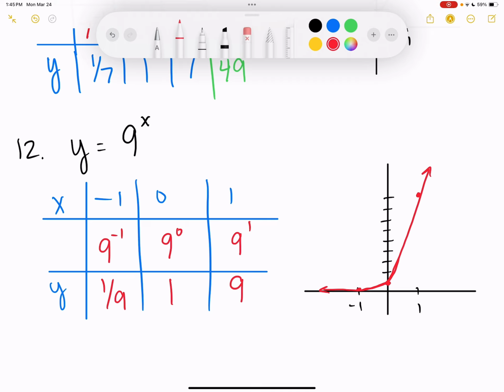So notice this starts off small, and then all of a sudden it gets really big really fast, right? Because if I kept going, 9 squared is what? 81. And that point would be way up here, and it just keeps getting higher and higher the farther that you go. That's what exponentially getting larger means.